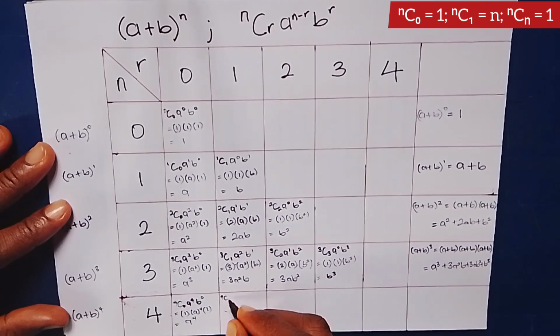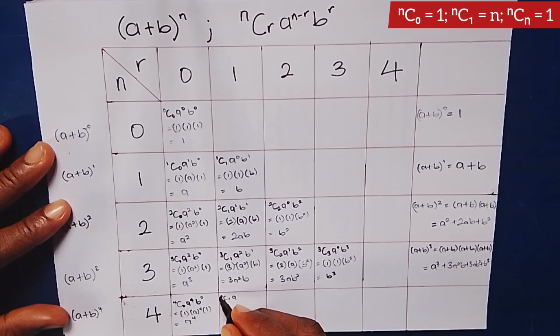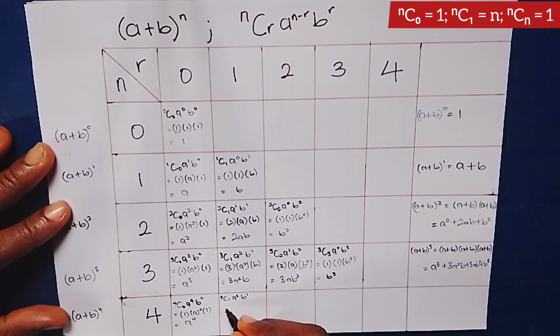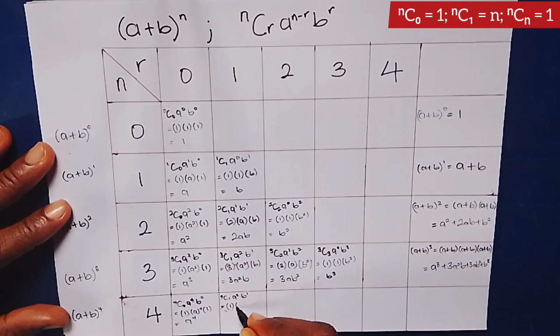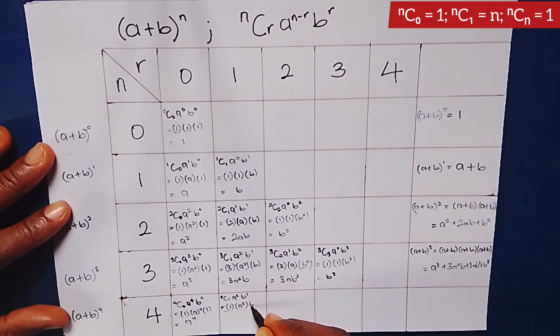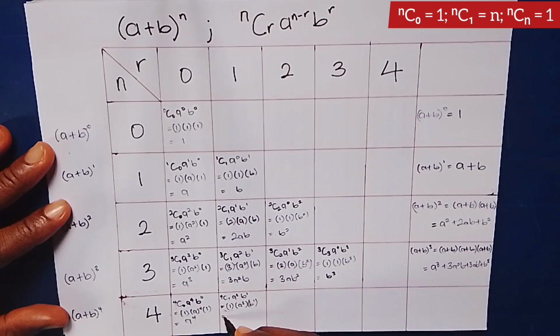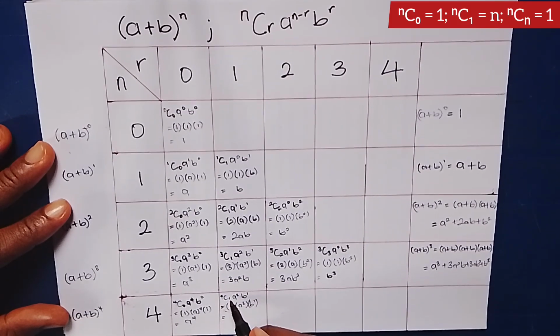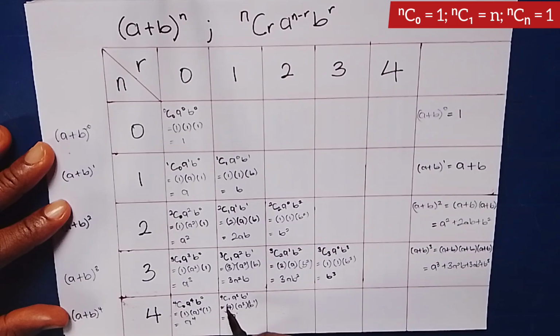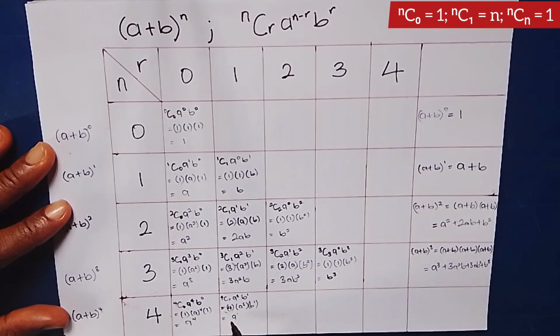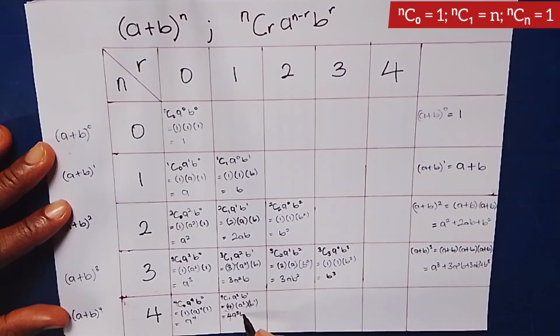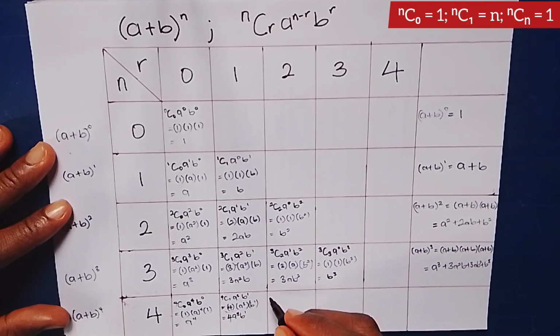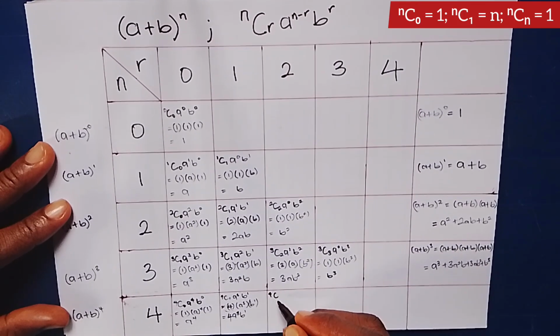Next one is 4 combination 1, a raised to power n minus r, that is 4 minus 1, 3, b raised to power r, which is 1. So we have here, this will be equal to 1, a raised to power 3, b raised to power 1. Sorry, 4 combination 1 is equal to 4. Remember, n combination 1 is equal to n. So we have 4a cubed b raised to power 1. And then up next we have 4 combination 2.